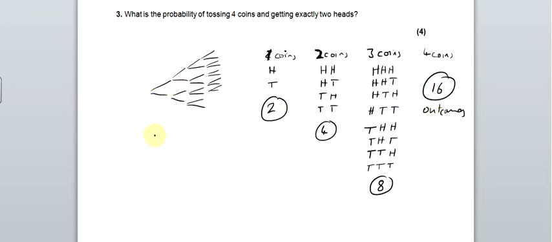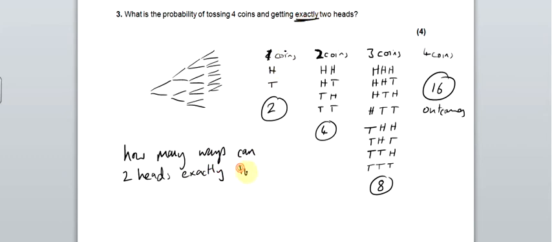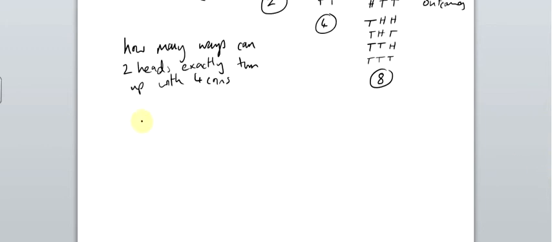So we need to know how many ways can exactly 2 heads, and that's a really important word here, turn up with 4 coins. And I'm going to write them down, see if we can get them all. So we could have head, head, and exactly 2 heads. That means the other 2 coins have got to be tails.